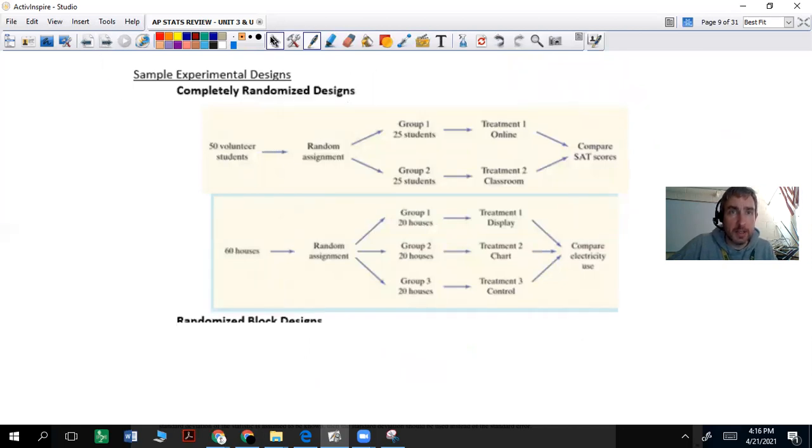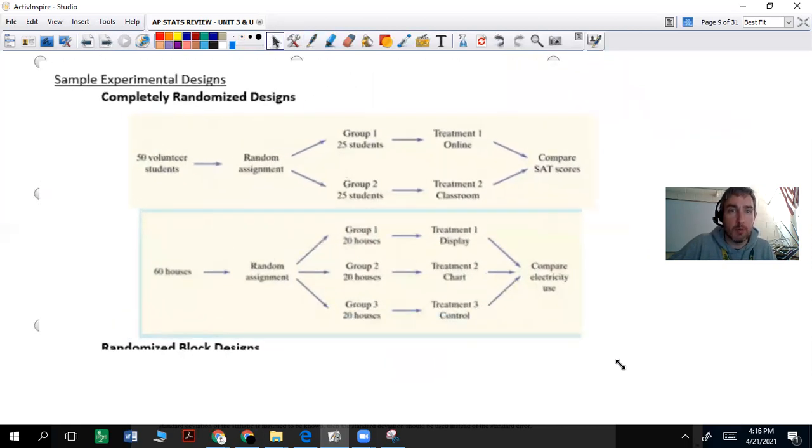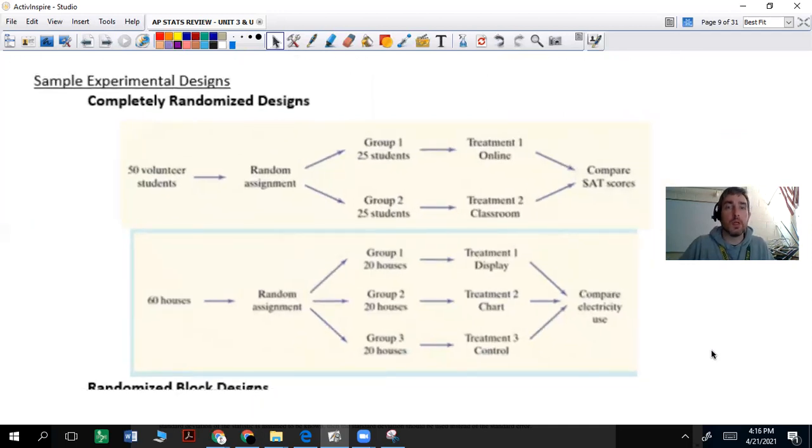Some experimental designs to think about. Completely randomized design is the most common one. Here's a couple examples we can talk through. In this example, you might have 50 volunteer students. They were randomly assigned to one of two groups, 25 each. Maybe a coin was flipped. Group one got treatment one, group two got treatment two. It looks like online versus classroom, and compare their SAT scores. So this could be getting tutoring for the SAT, either online or classroom, and then comparing the scores and seeing which one gave better results.